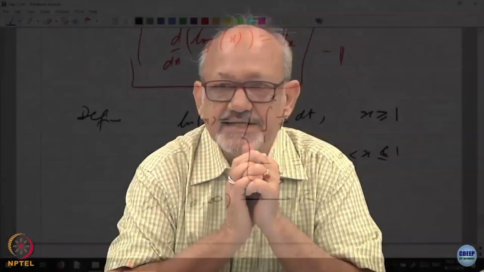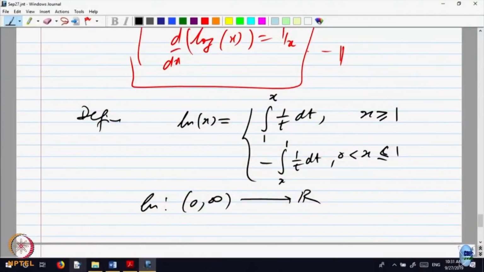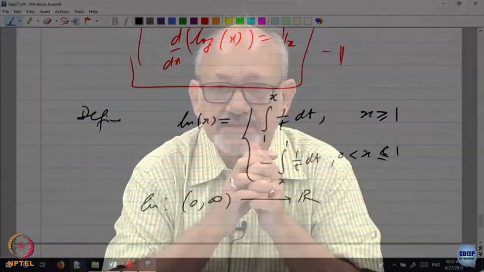And what is obvious for this? 1 over t is a continuous function. So ln of x is defined. A continuous function is integrable. So ln x is defined. One consequence, immediately it is defined. And what is the derivative? What is the derivative of ln x? By the Fundamental Theorem of Calculus, the derivative of ln x is 1 over x. That gives you the derivative also. It is differentiable and the derivative is 1 over x.